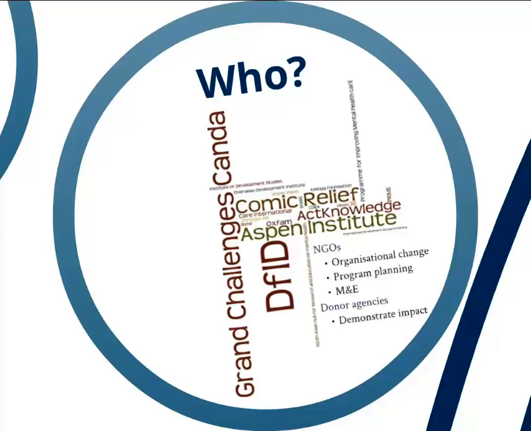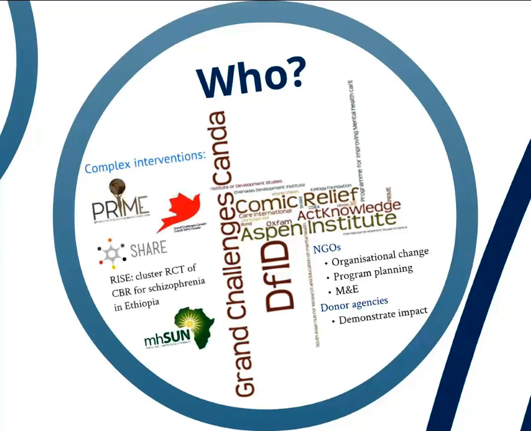So it's used by NGOs to map out organisational change, to develop programme plans, to monitor and evaluate their programmes. It's used by donor agencies to demonstrate impact, and it's also increasingly used in complex intervention research. And certainly I've been using it for various projects which are evaluating and developing complex interventions, both non-randomised evaluations and also randomised evaluations.